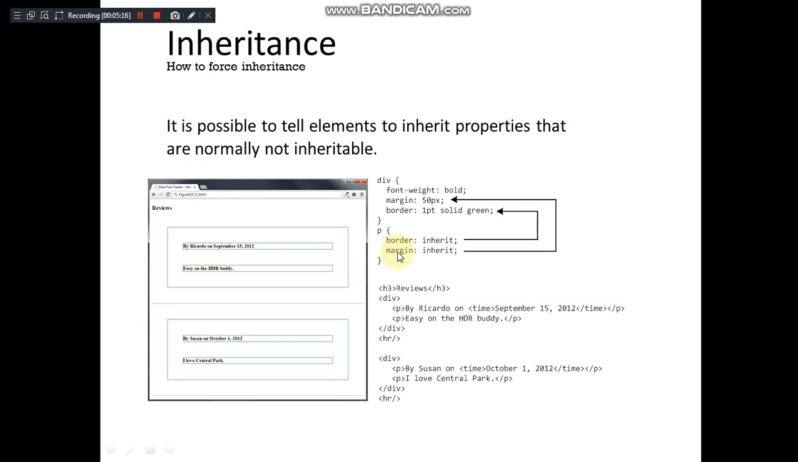You can explicitly say that take these values from the parent's formatting style. So this is the way you can mention border colon inherit. So it will take the same margin and border as that of its parent. That is, this paragraph will take the margin and border as that of division.